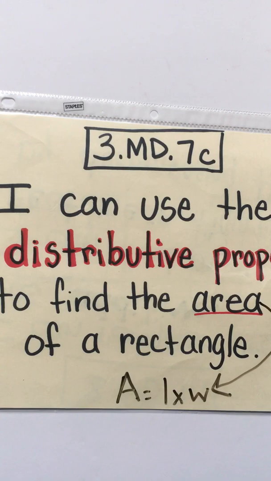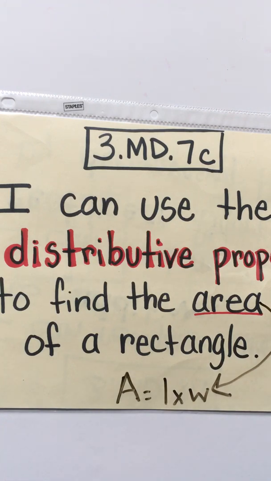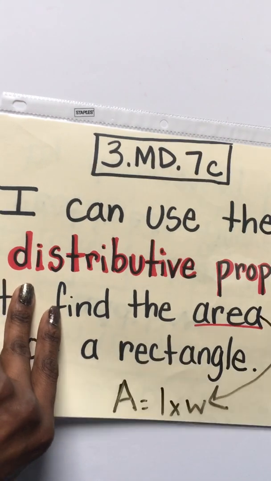So you might be asking, why do I need to use the distributive property to find the area of a figure, especially when I can simply count the square units inside the figure? Yes, you can do that. But sometimes the surface area of a figure is so large that using the distributive property helps make our lives a little bit easier. So let's take a closer look at what I mean.